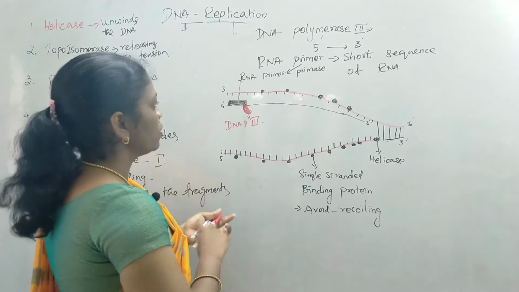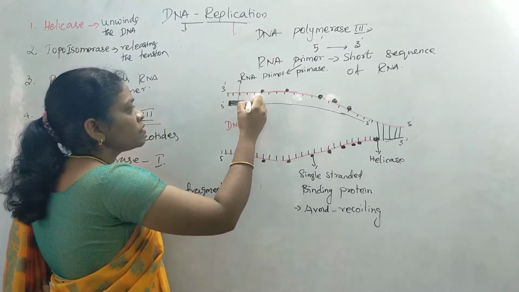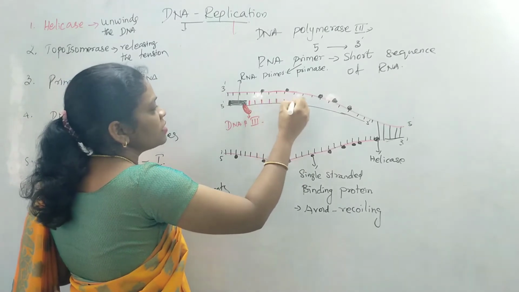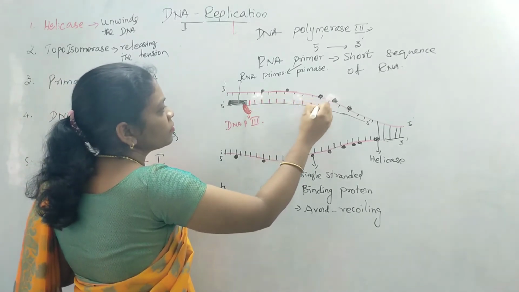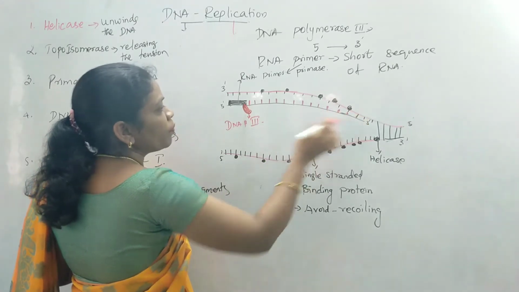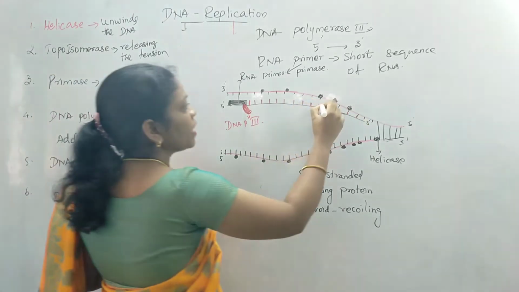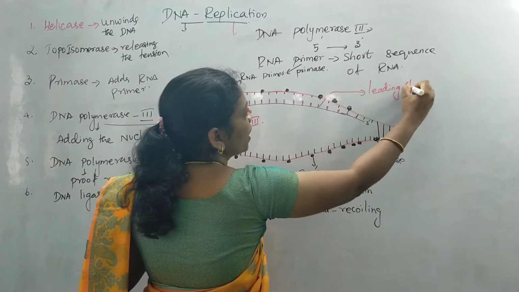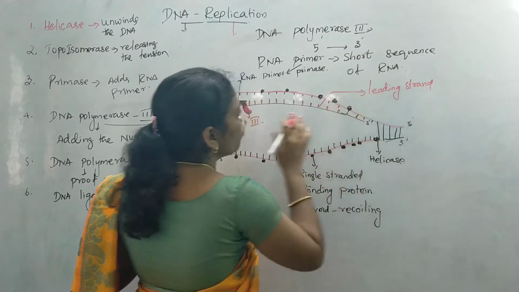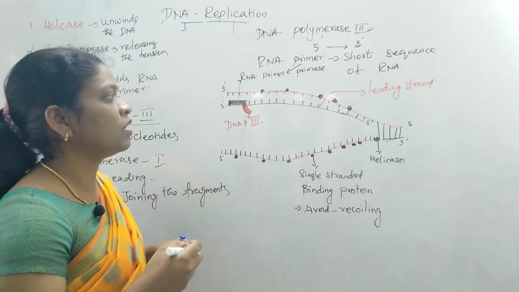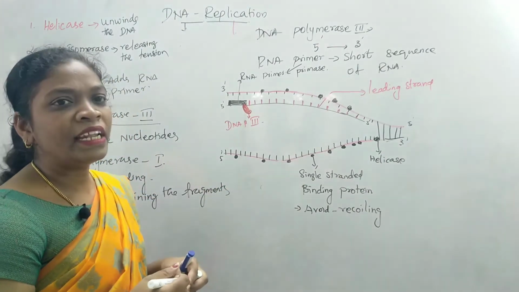So we'll just see now. Here the DNA polymerase will start to add the nucleotides to the newly synthesized DNA strand. This side you can find the continuous formation of the strand. So this particular strand is known as the leading strand because the strand is going to be continuous, where there will be no break in between. It is continuously formed. It is a long chain actually. So this strand is known as the leading strand.